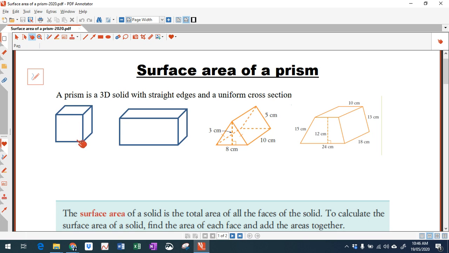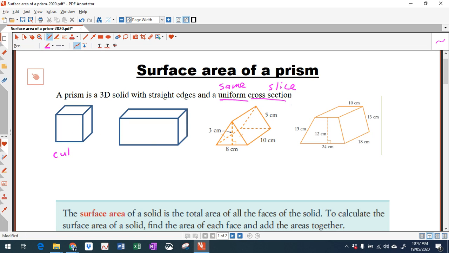So if I stack a whole lot of squares together, I make that cube. If I stack a whole lot of rectangles together, which are the same size as this front face, then I'll make this prism. If I stack a whole lot of triangles together, I can make this triangular prism. And if I stack a whole lot of trapeziums together, I can make this trapezoidal prism. Okay, so uniform simply means same. Cross-section simply means slice. So I can make each one of these solids by stacking the same shaped slice.